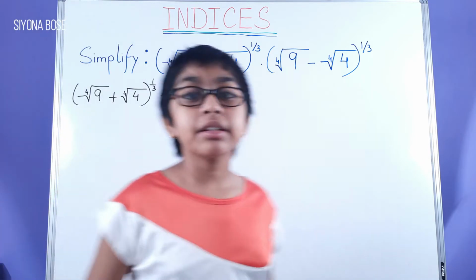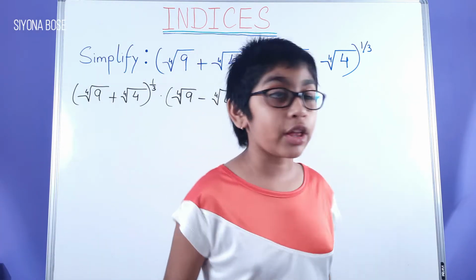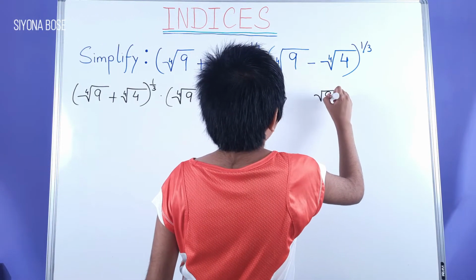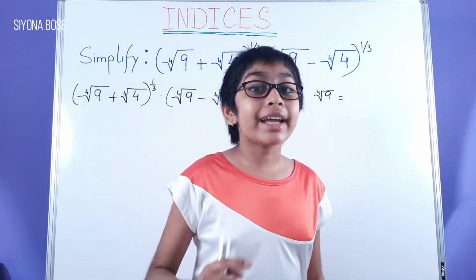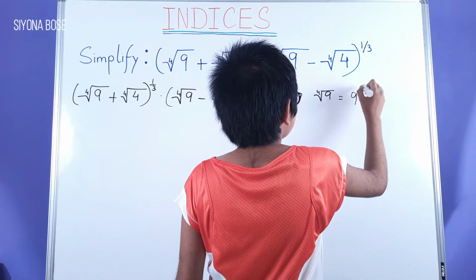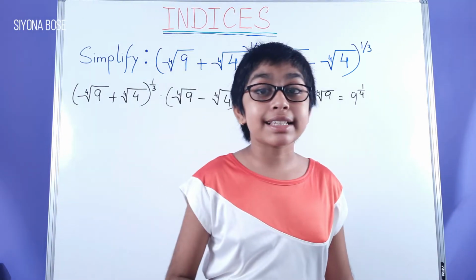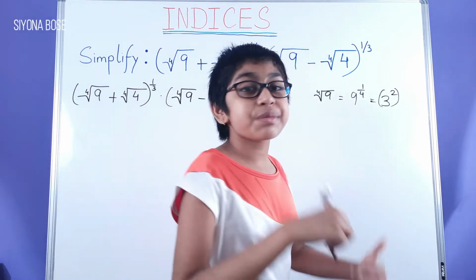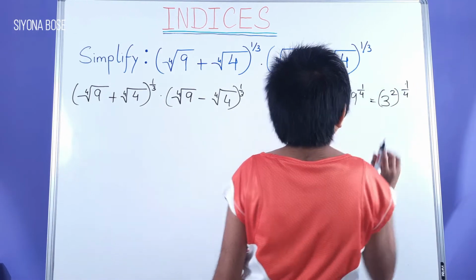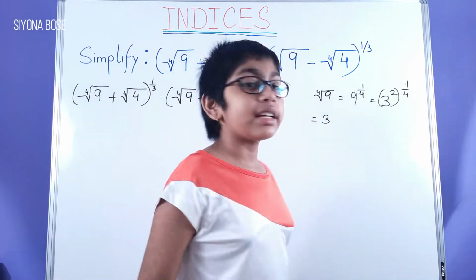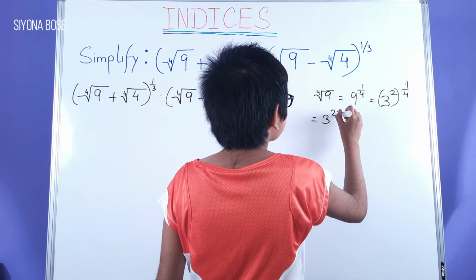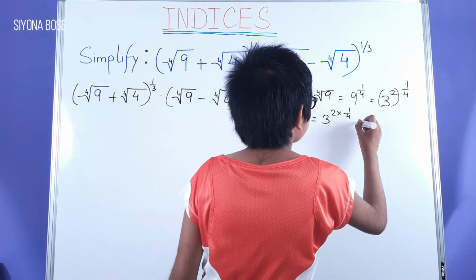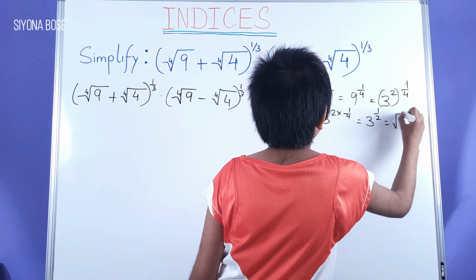Firstly, we have to simplify 4th root of 9 and 4th root of 4. So let's do that simplification in the side. You'll see what to do. Now, 4th root of 9 can be written as 9 to the power of 1 by 4. And 9 can be written as 3 squared, so 3 squared whole to the power of 1 by 4. That means it's actually 3 to the power of 2 into 1 by 4. Now 2 and 4 get cancelled here and we get 3 to the power of half, which is actually root 3.